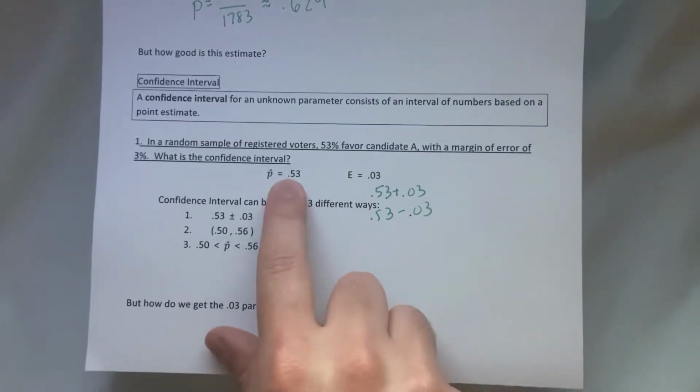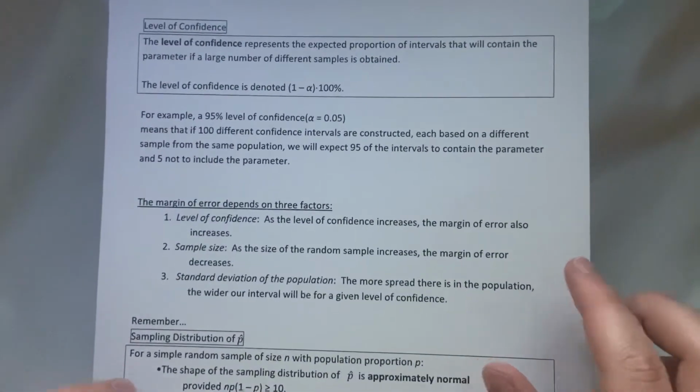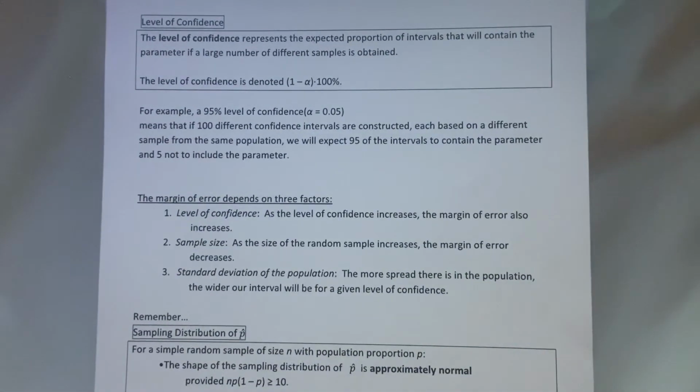But we know how to get p hat. The question is, where did this error come from? How are you going to be able to find the error? That's what we need to focus on. We need to focus on how we can find the error using some of our tools.